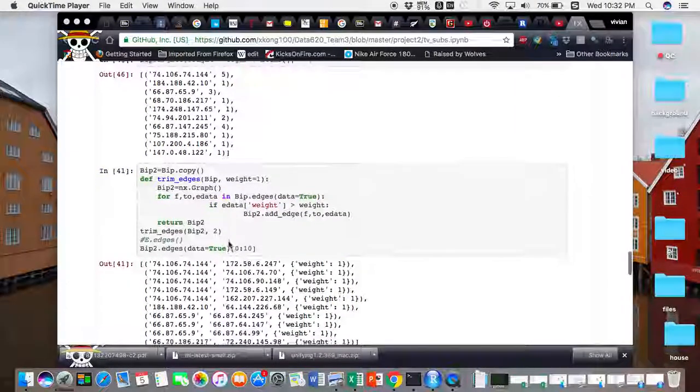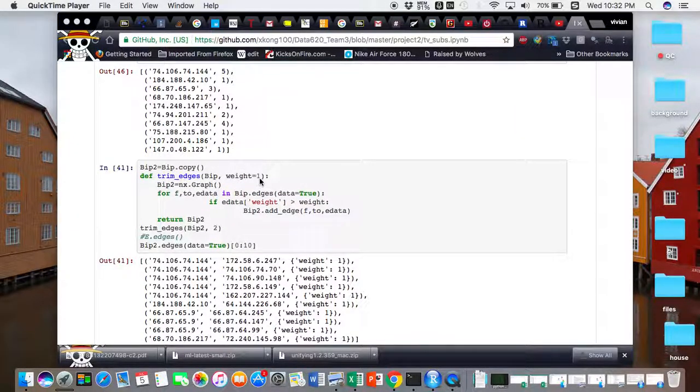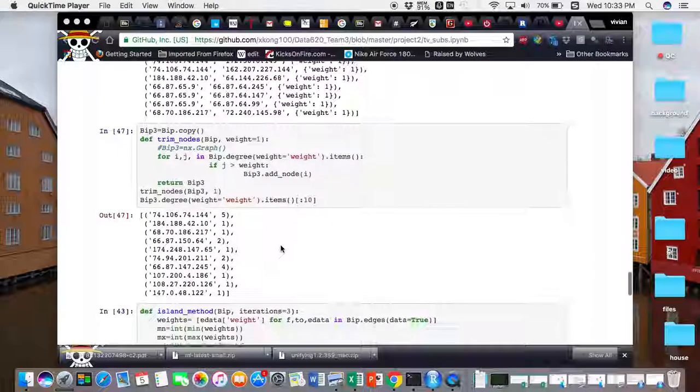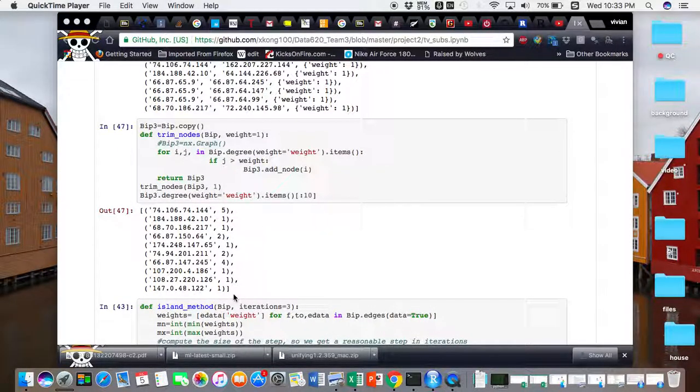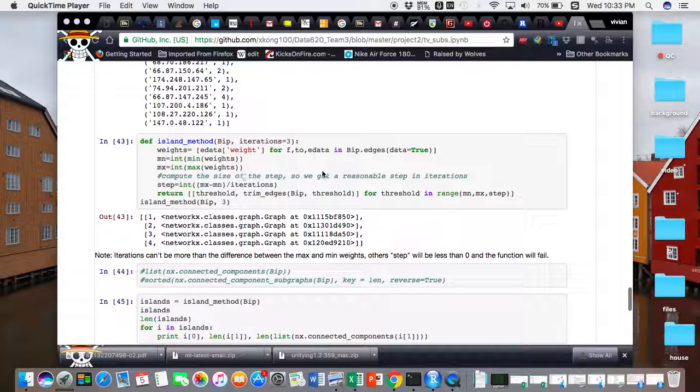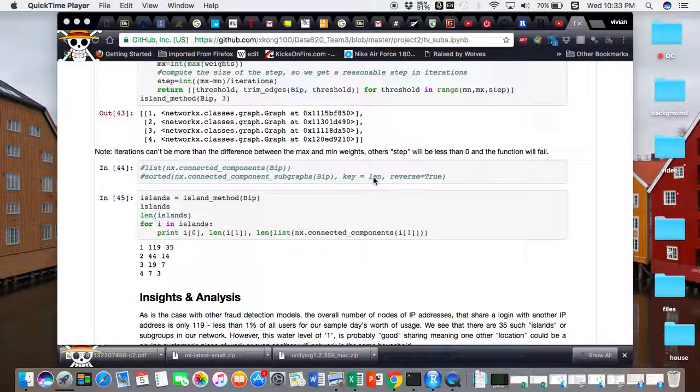Now we're going to trim the edges. When the weight is greater than or equal to 1, we're going to add edges to our graph. Here are some examples. Then we come to the island method. Once we use this island method to get a reasonable step in iterations, we find our final analysis.